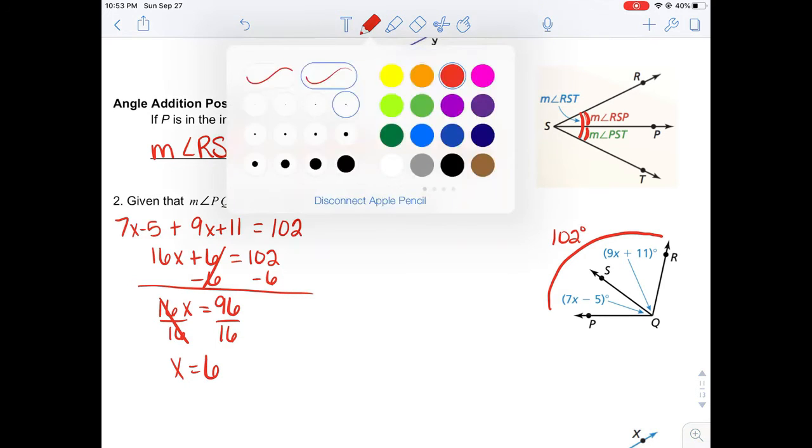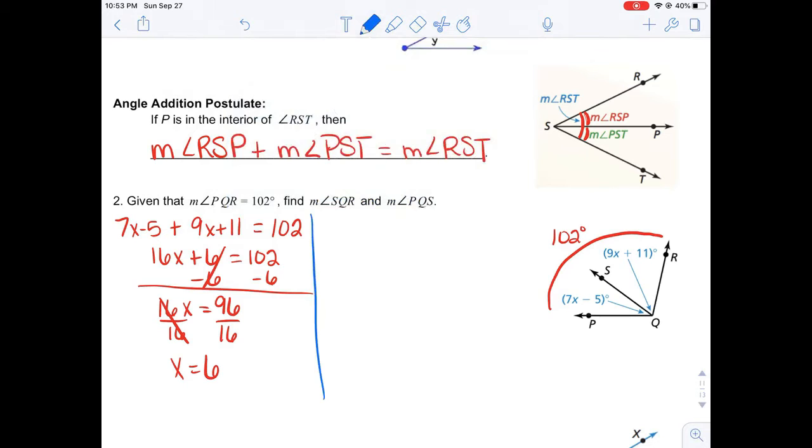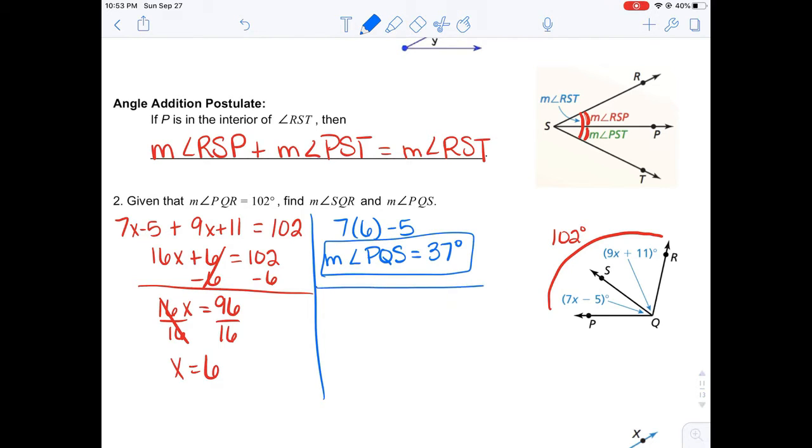But my directions didn't ask me to just find x. They asked me to find the measure of each of those angles. So now I'm going to use my x. I'm going to plug into each angle to find their values. So if I plug into the first part, I have 7 times 6 minus 5, which tells me the measure of angle PQS is equal to 37 degrees. Now I'll plug into my second angle, 9 times 6 minus 11, and I find the measure of angle SQR is 65 degrees.